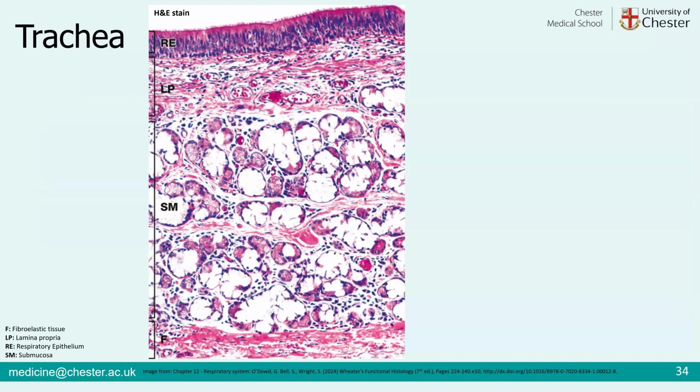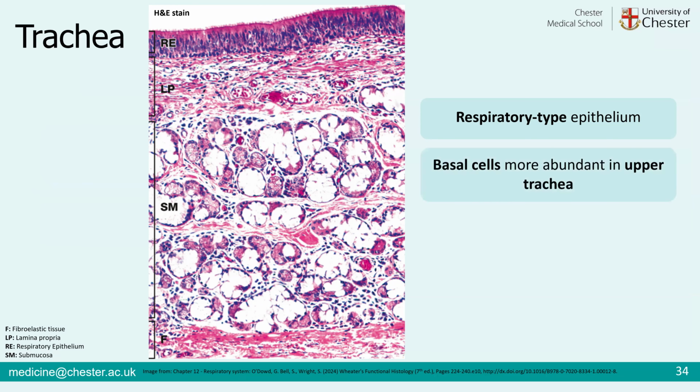If we look then, we can see it's got a respiratory type epithelium. So again, that's pseudo-stratified ciliated columnar epithelium with goblet cells. And you can't actually see on this because it's not zoomed in enough, but we have lots of basal cells, particularly more in the upper trachea. So again, that's just because it's more likely that the upper trachea will be exposed to sort of injury.